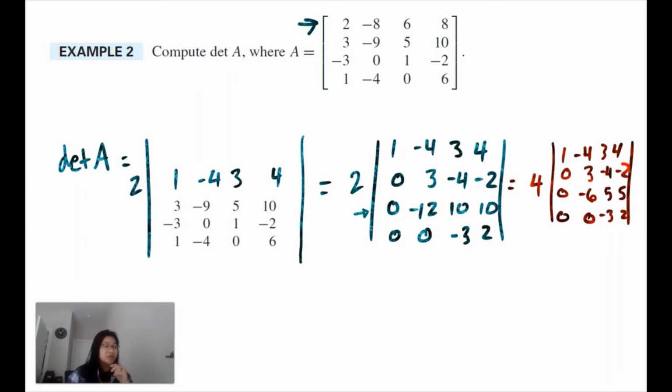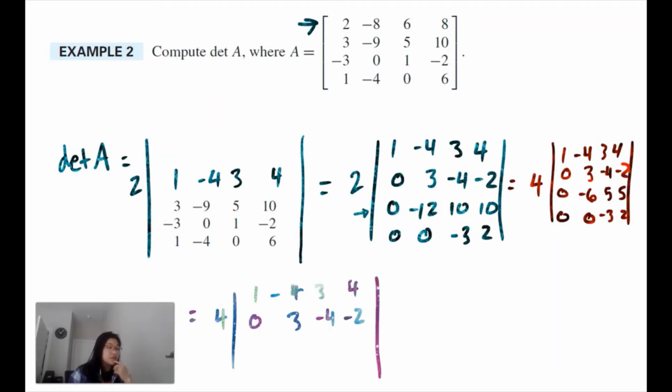Okay, looks like we can zero out something else. So what do we get? We get 4 times 1, 3, 4; 0, 3, negative 4, negative 2; and let's move that over. And then we get 0, 0, 2 times 4, negative 3, 2 times negative 2 is negative 4 plus 5 is 1, and then we get 0, 0, negative 3, 2. Okay, now we're getting somewhere.